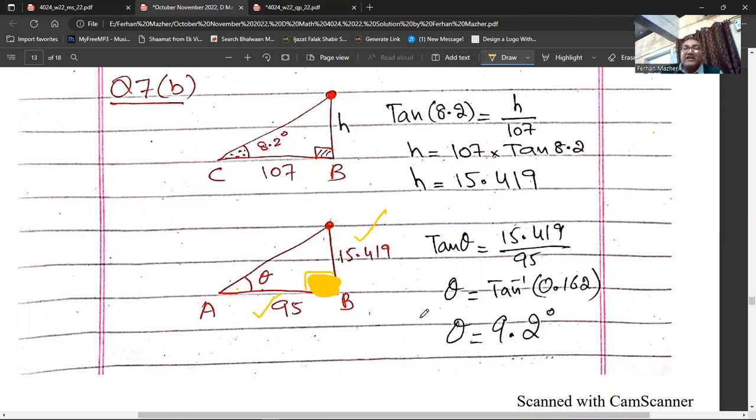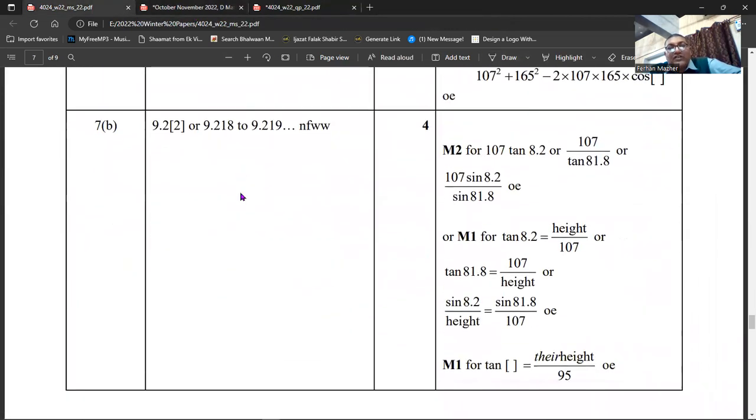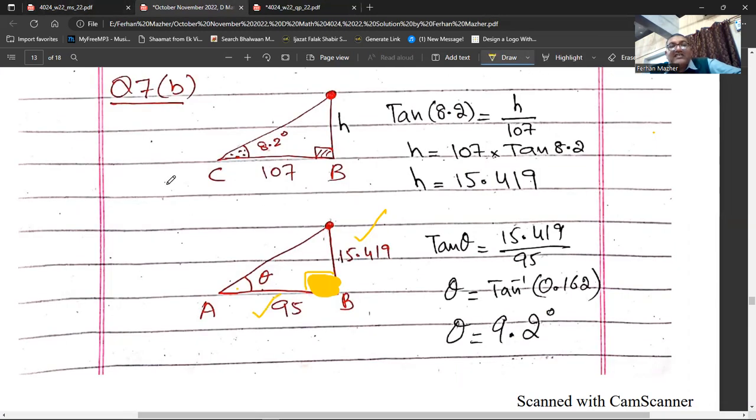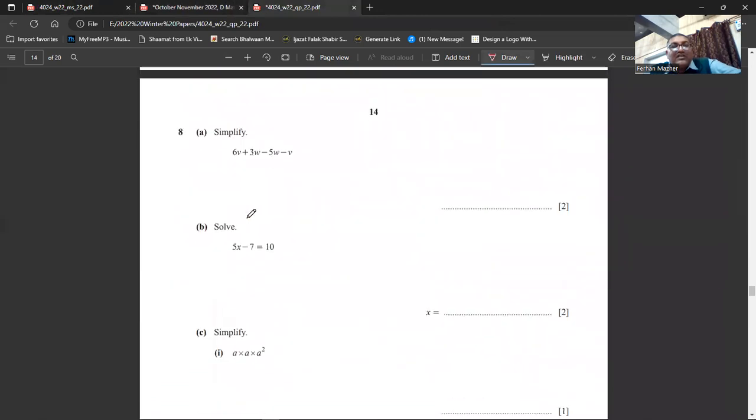So theta will be equal to the tan inverse of 0.162, and that will be 9.2. So the angle of elevation from A of that light is 9.2. So 9.2 is the right answer. Our answer is right. The solution is showing up. You can pause the video and take your time. We are going to the next question.